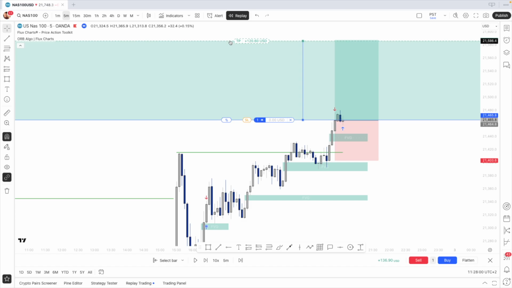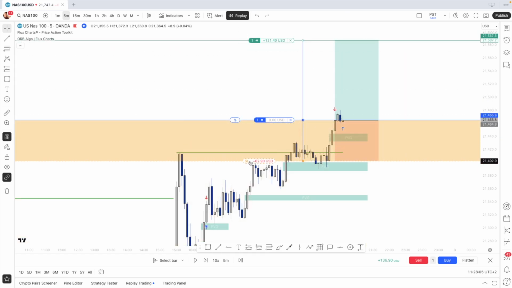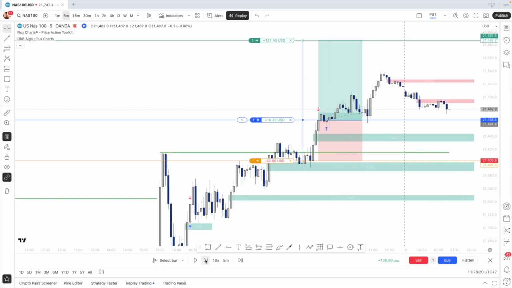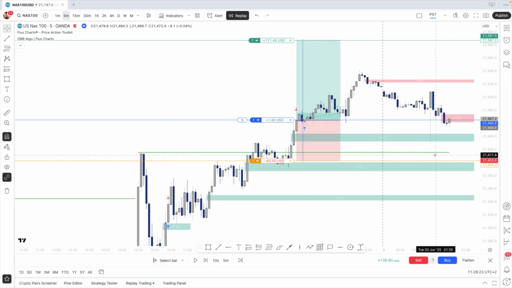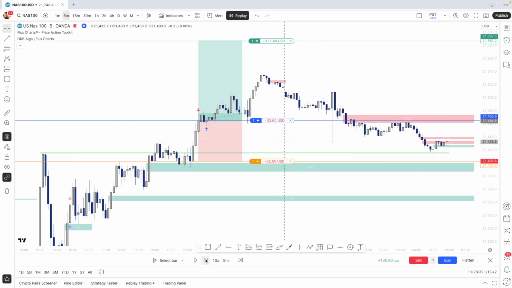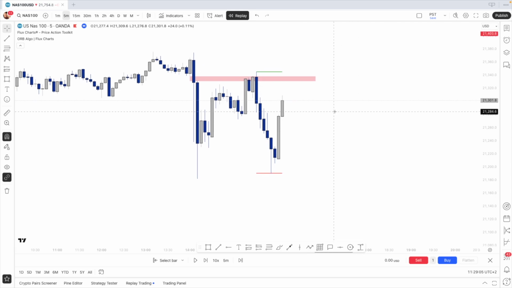So fixed 1 to 2 risk to reward, stop loss at the bottom of the bodies, and let's see what happens. We are already on the next day. You can see price literally tapped into this fair value gap right over here, and this one got stopped out. All right, so let's look at another example.